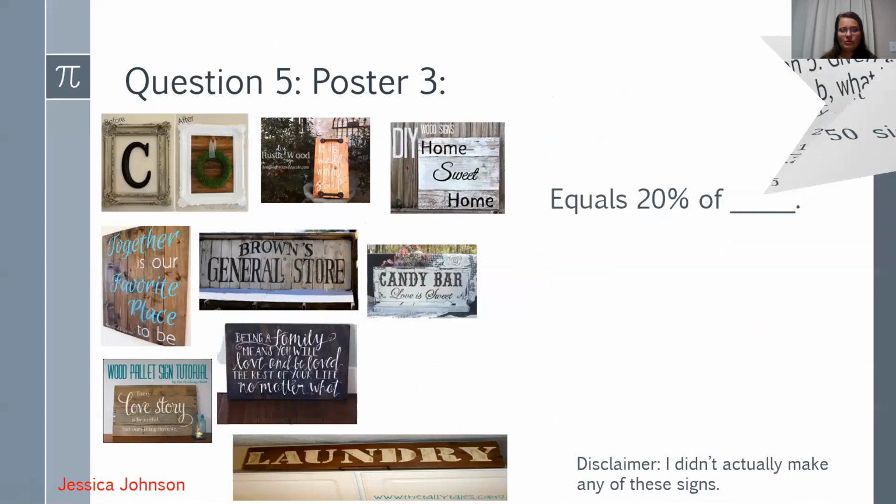This is my poster for question 5, part 3. 10 signs equals 20% of, and just a little disclaimer, I didn't make these signs that are pictured here.